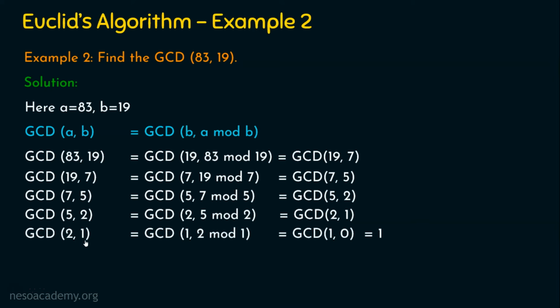So I am running the algorithm again. GCD of 2, 1 gives GCD of 1, 2 mod 1. 2 mod 1 gives the remainder 0, so we get GCD of 1, 0. Now the second parameter is 0. Whatever is there in the first parameter, in other words, when B is 0, A is the GCD. What is the value of A now? It's 1. So we get the answer as 1.